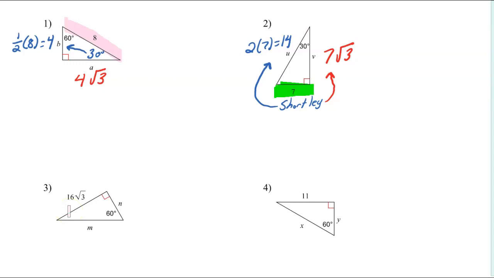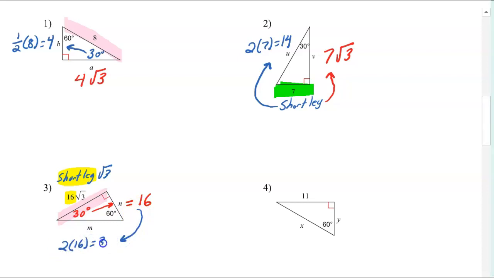In number 3, we are given the long leg. And we know the long leg is the short leg times the square root of 3. So if you match these up, the 16, which is in front of the square root of 3, is the short leg. So that tells me the n, which is across from the 30, is 16. And then to get the hypotenuse, we're going to double the 16, so we get 32.